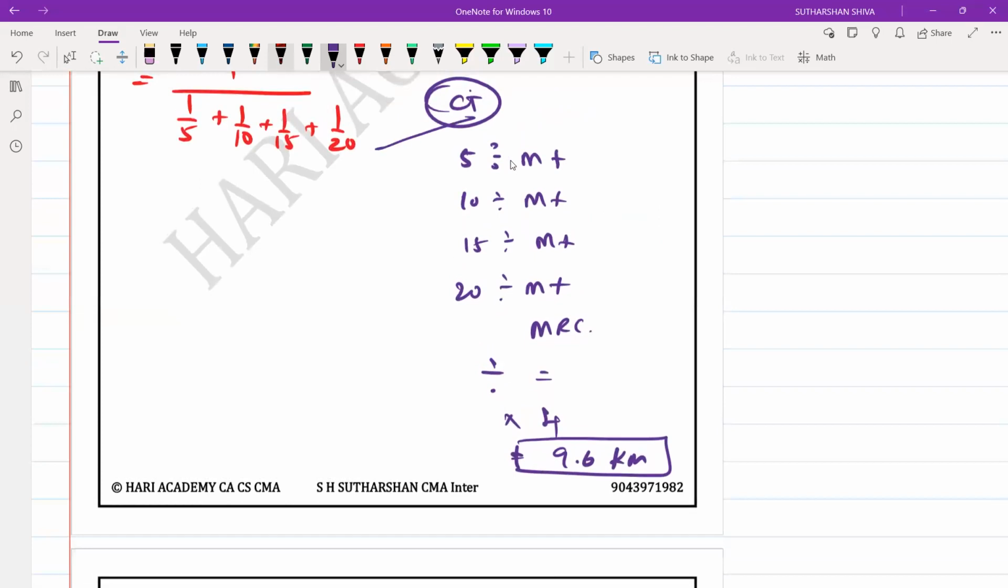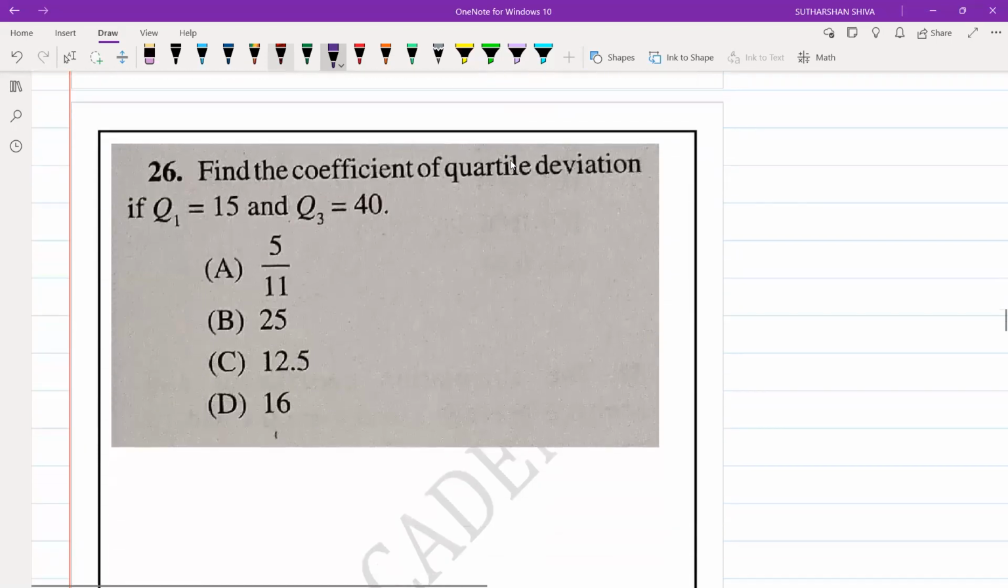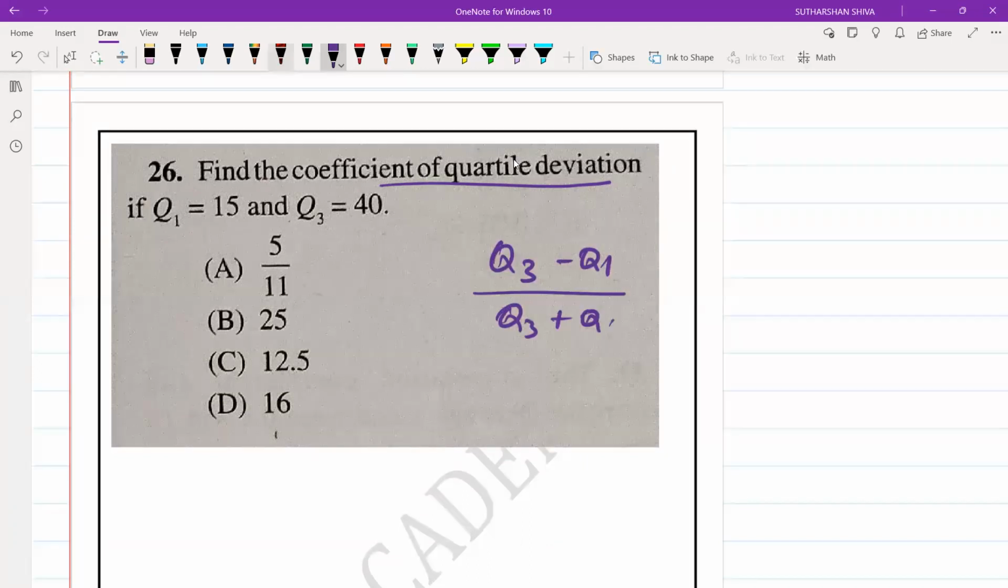Calculator trick. For that, we have already uploaded the video with so many sums. You can refer to it. Find the coefficient of quartile deviation. What is the formula for coefficient of quartile deviation? Q3 minus Q1 divided by Q3 plus Q1. Now you can multiply by 100. It will be based on the question. If the question is on the percentage, you will multiply by 100. If the question does not specify the percentage, you never do it.